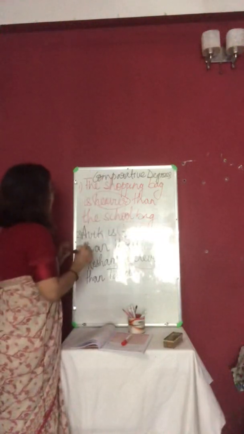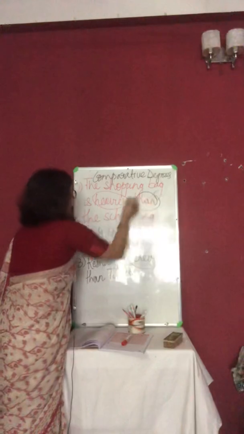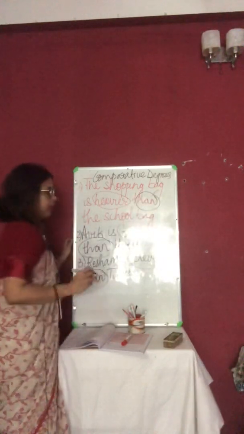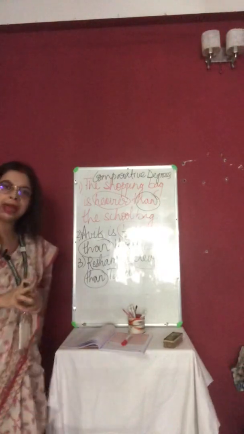That is why they are known as comparative degrees. And what are they using? Than. Have you seen than in every sentence? So, what is a comparative degree? A comparative degree of adjective is that adjective which compares two things and uses than to state the difference, to state the comparison. So these are called comparative degrees, right.